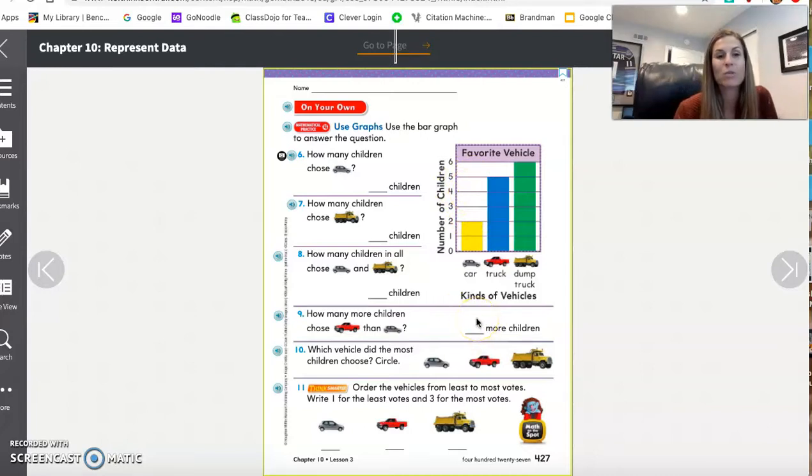And again, boys and girls, remember, if I am going too fast for you, pause the video and then push play when you are ready.